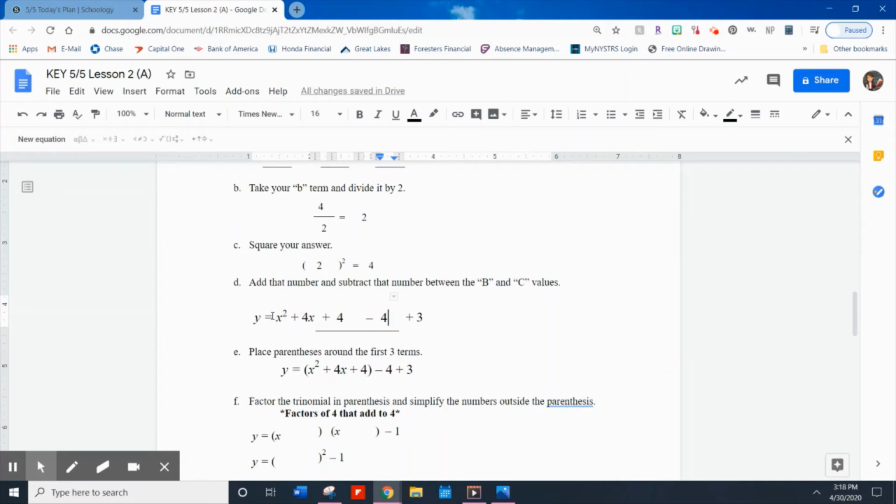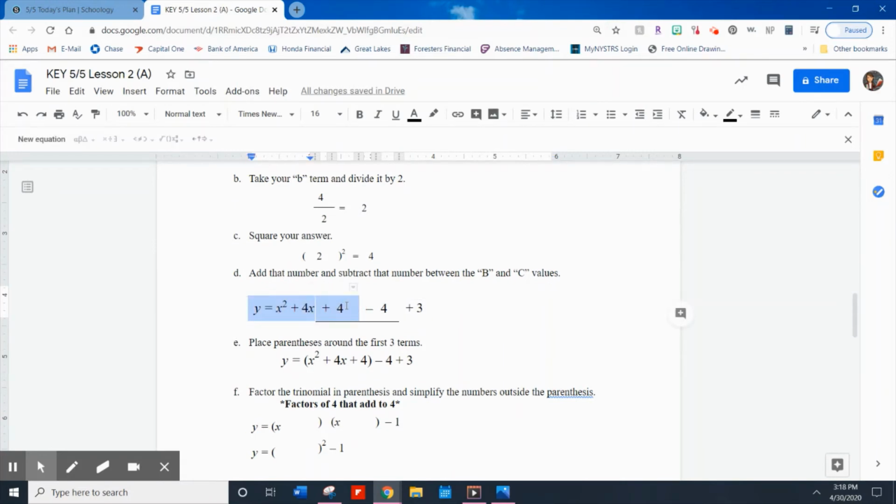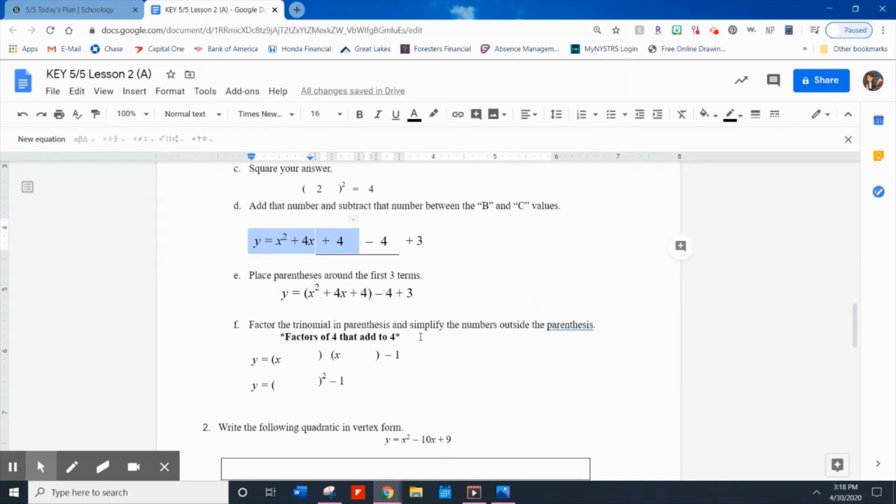You can see I split it for you. Here's my A and B terms, and my C term is over here. So we're putting it right in between B and C. The reason we do that is because our next step is to group the first 3 terms to make a trinomial. Again, we call this a perfect square trinomial. And then we still have the -4 and the +3 on the outside that we'll simplify in a minute. So we then put those parentheses around it.